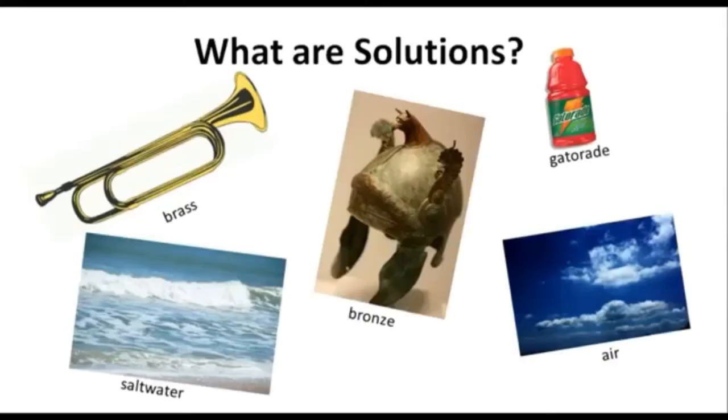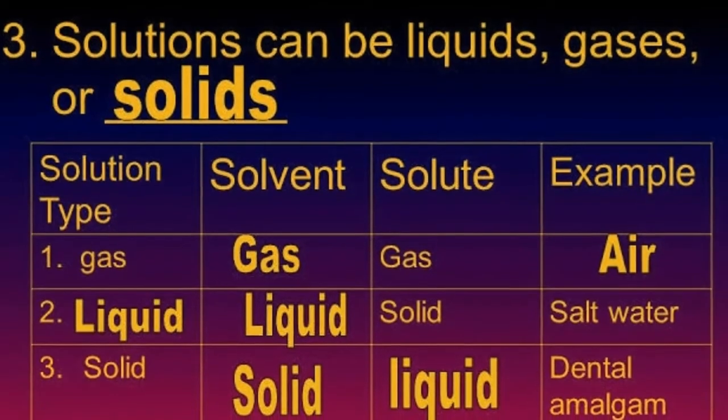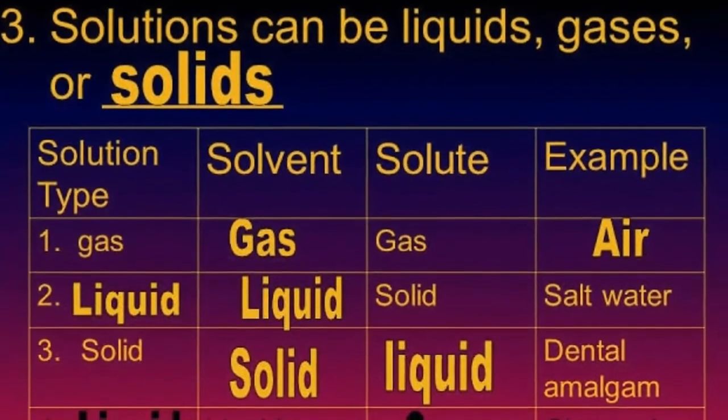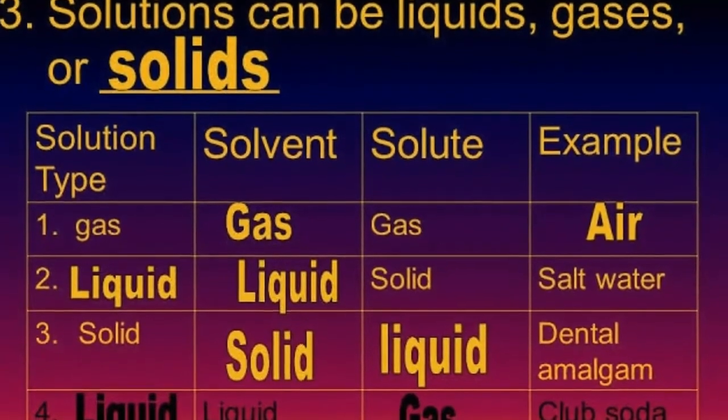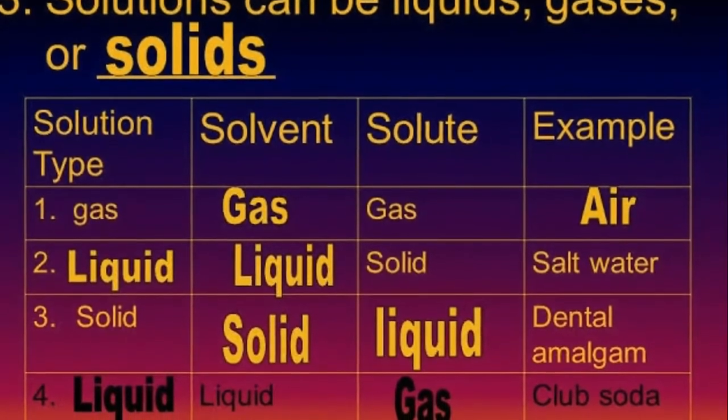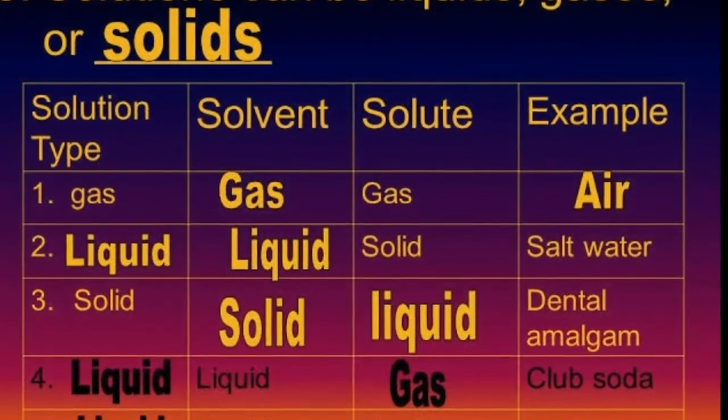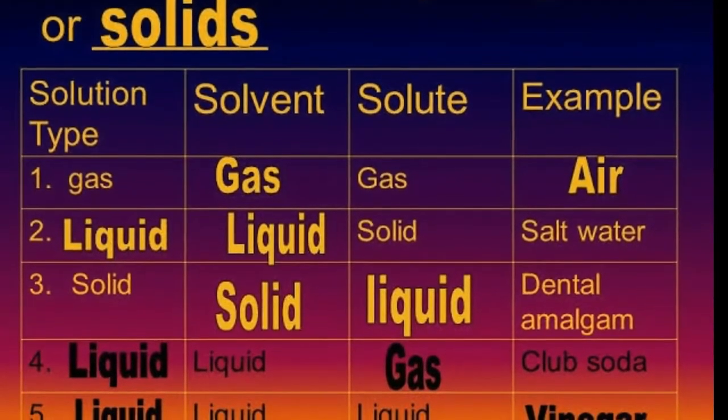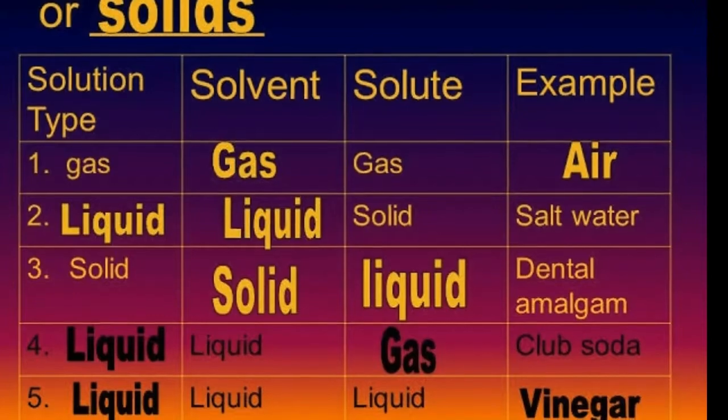What do brass, bronze, salt water, air, and Gatorade have in common? They're examples of solutions. What are solutions? They are homogeneous mixtures containing two or more substances. A solution can exist as a solid, liquid, or gas. Surprised? Usually, people think of solutions as some liquid with either a solid or a liquid or a gas dissolved in it. However, this is not entirely true.